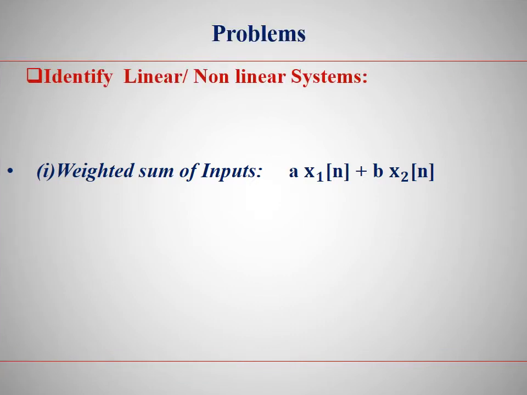Let us consider some simple problems to identify linear and non-linear systems. The first problem is y of n equals x of n into cos omega n. What are we supposed to do? We are supposed to find the weighted sum of inputs and the weighted sum of outputs. Let us start with the first case. The weighted sum of inputs is a into x1 of n plus b into x2 of n.